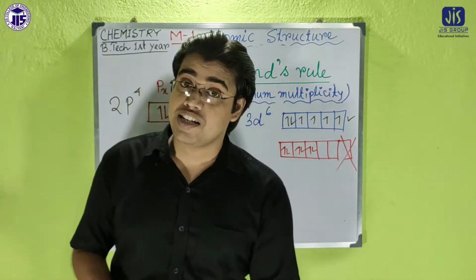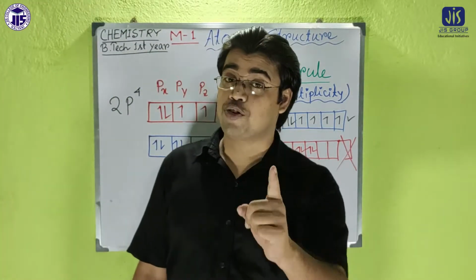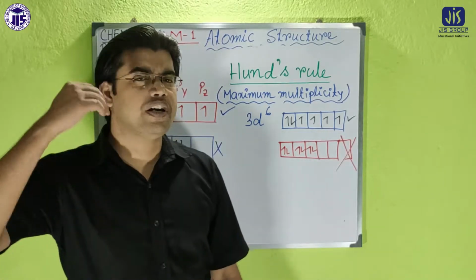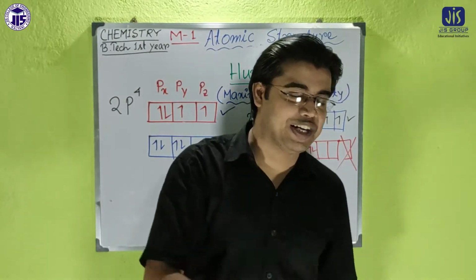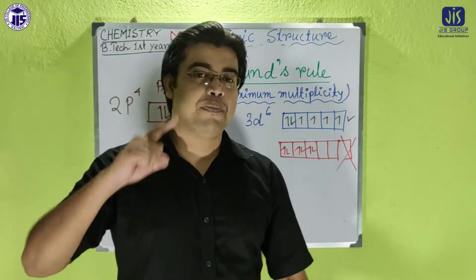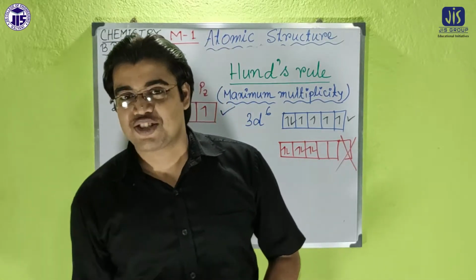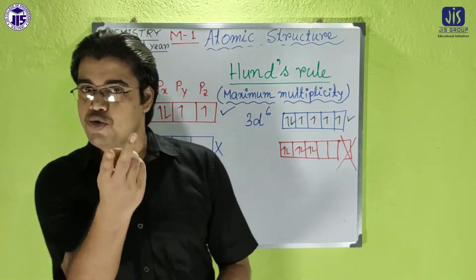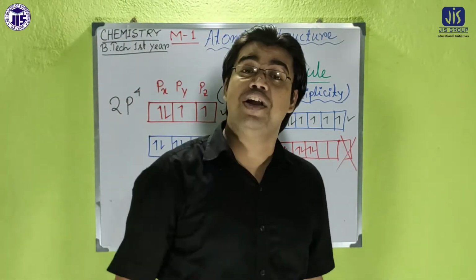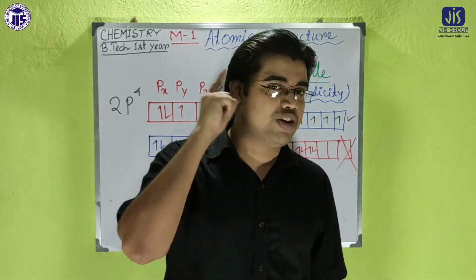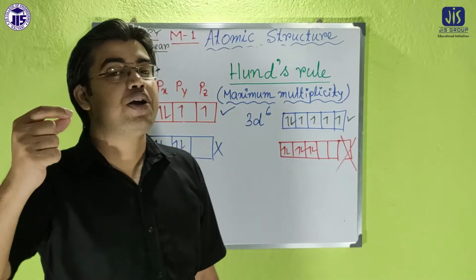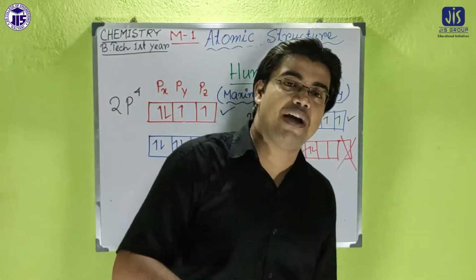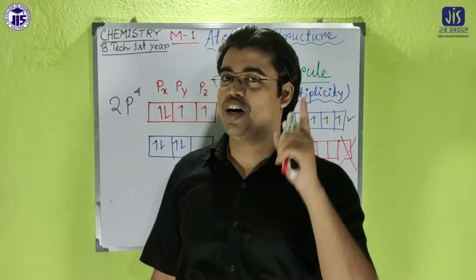So you have to keep in mind that Hund's rule is very important for electronic configuration. When you are putting electrons in the orbitals of a particular subshell, one by one, you already know from the previous concept that one orbital can carry a maximum of 2 electrons, but you can't put 2 electrons at a time in that particular orbital. You have to put one electron in all the orbitals of that subshell, and then come back to the first one for pairing of the electrons.